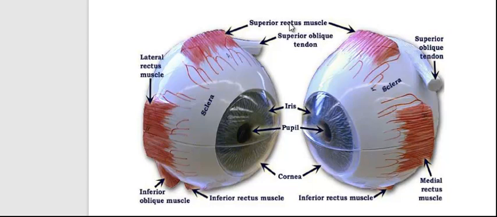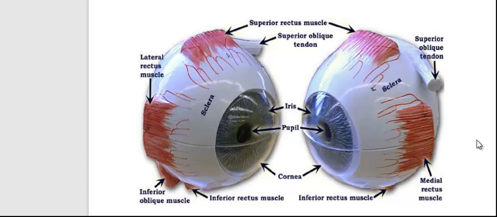They're all called the rectus muscle, but this is the superior, which is the top of the eye, and then you have the inferior, which is the bottom of the eye. Then you have medial and lateral. So I'd like for you to take a second, maybe pause this video, and figure out which eye you are looking at. Is this the right eye or is this the left eye?